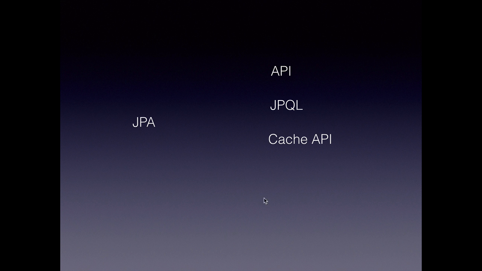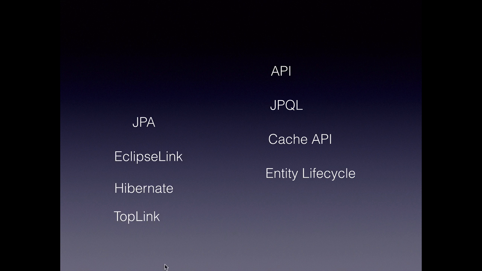JPA also offers a caching API wherein we can cache our objects to improve performance, and it manages the entire lifecycle of the entities we create, of our Java objects that are mapped to the database tables. So now, as I said, EclipseLink, Hibernate, TopLink, all these ORM tools implement JPA. We as developers can simply switch from one ORM tool to another by simply changing our Maven files or Ant build scripts, as long as we use the standard JPA, Java Persistence API, in our code.